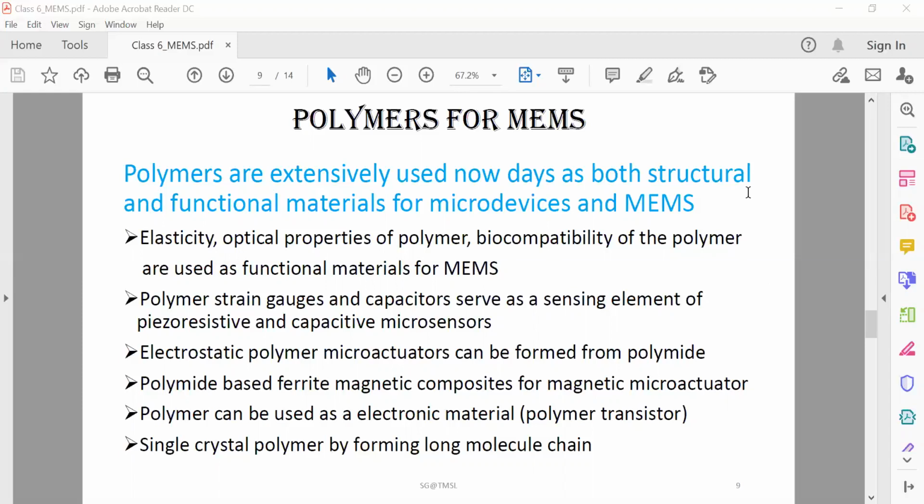I will take one separate lecture on polymer MEMS in future. I think it is in the last module, polymer MEMS.